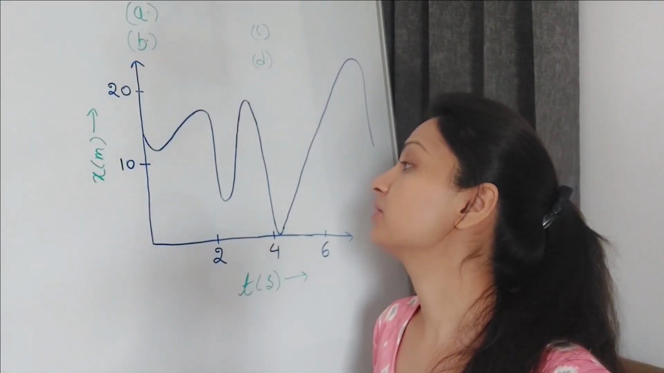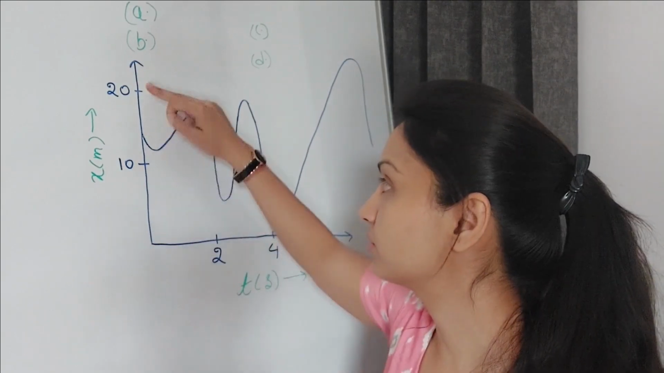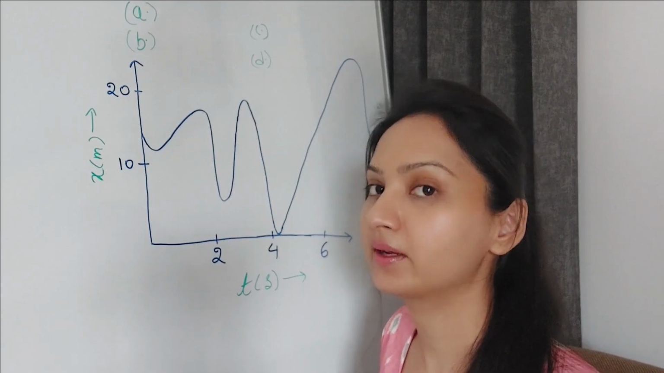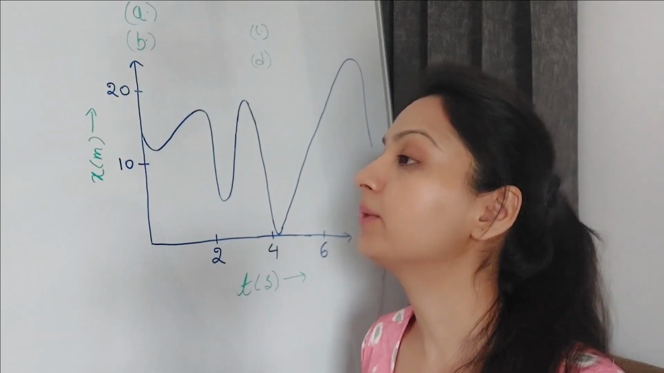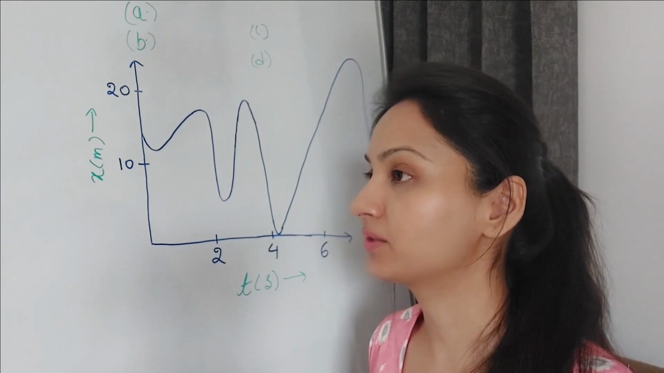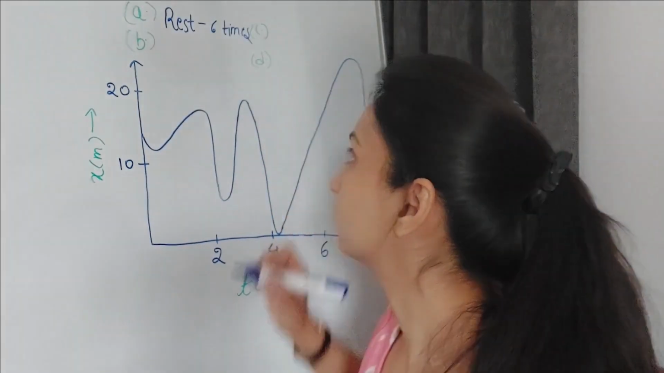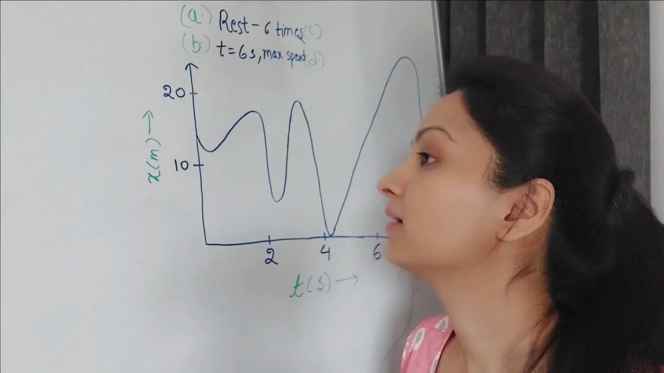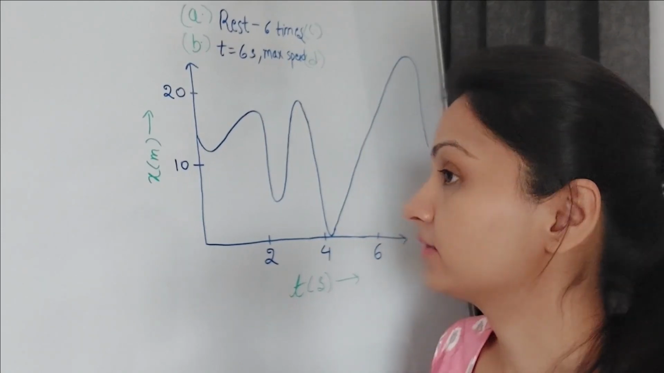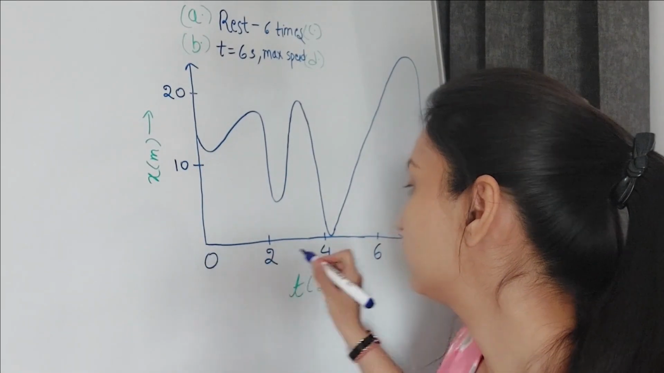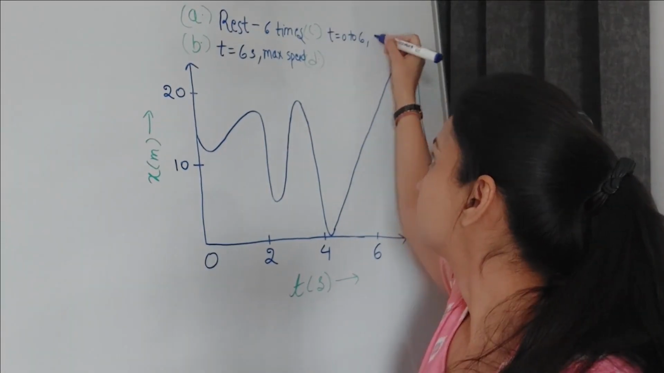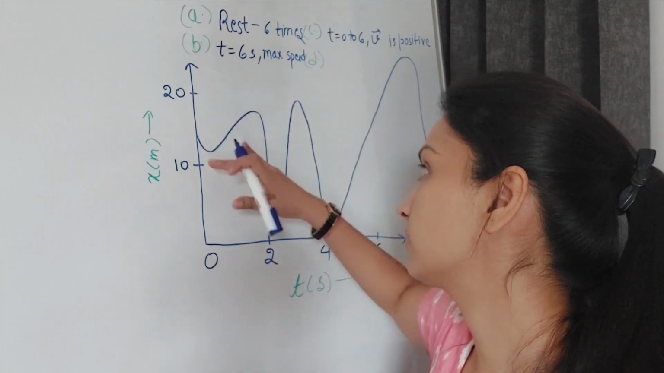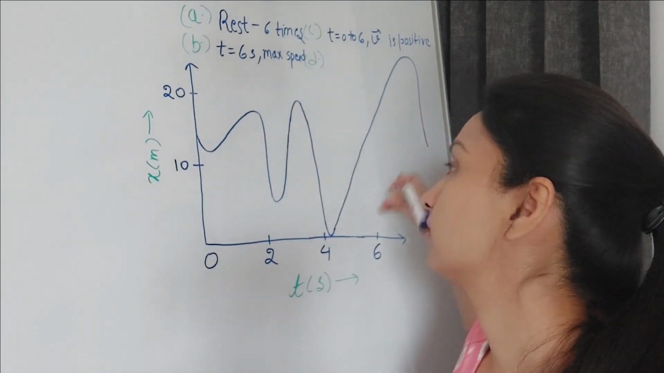Now if this is the position time graph of a particle, this is the position and this is the time. Tell me which one of the following is or are correct. A. The particle has come to rest 6 times. B. The maximum speed is at 6 seconds. C. The velocity remains positive for t equal to 0 to t equal to 6 seconds. Or is it D, that the average velocity for the total period shown is negative?